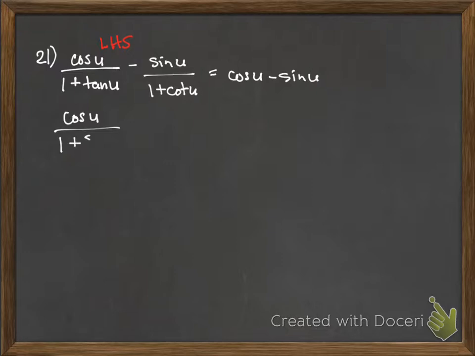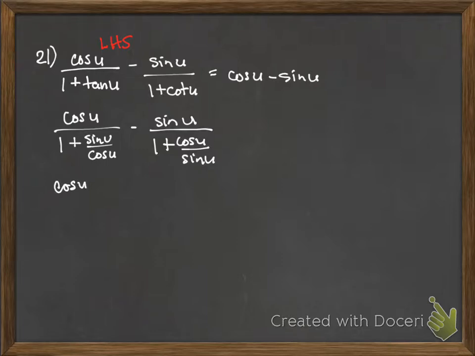So tangent becomes sine u over cosine u. Right now I have cosine u over 1 plus sine u over cosine u, minus. Now I'm going to rewrite the second one in terms of sines and cosines: sine u over 1 plus cosine u over sine u. At this point I'm going to work on each one individually. I'm going to find a common denominator in the denominator, and then simplify.